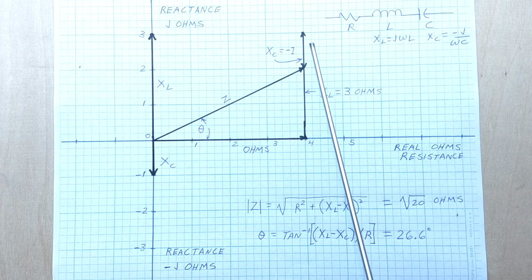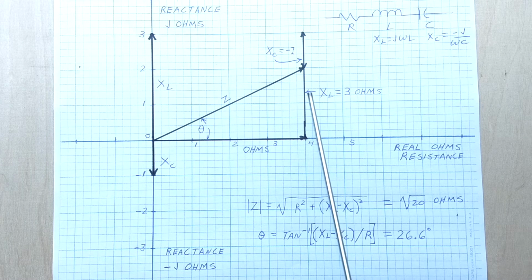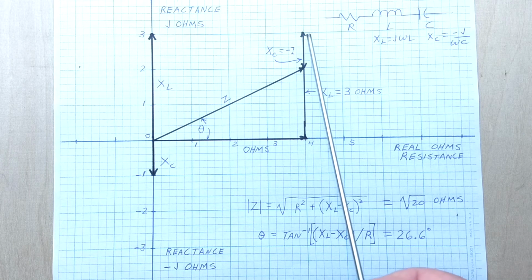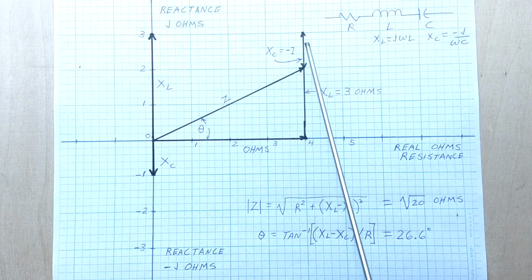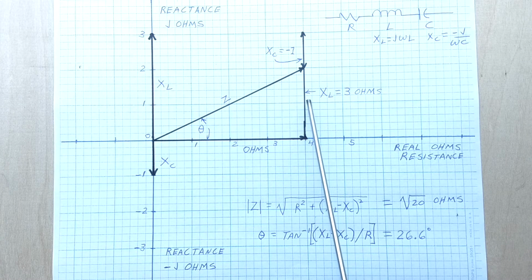here's our inductive reactance of 3 ohms. It's the whole length of this line. But we subtract the 1 ohm of capacitive reactance. So now this side of the triangle is only 2 ohms. So when we go through with our Pythagorean theorem here, we end up with the square root of 20 ohms. And our angle is calculated in this way.